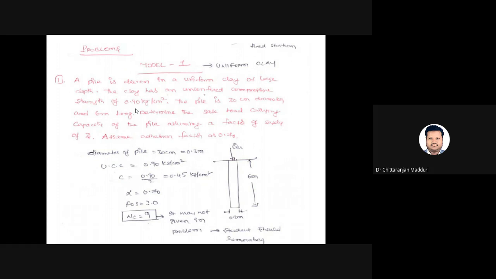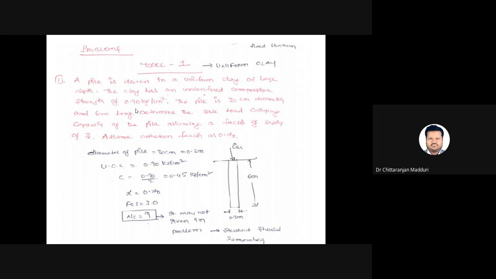So if you take a problem, a pile is driven in a uniform clay of large depth. That means the length of the pile is 6 meters, you can see in the figure. The clay has an unconfined compressive strength of 0.9 kg per centimeter square. So the UCC value is given.